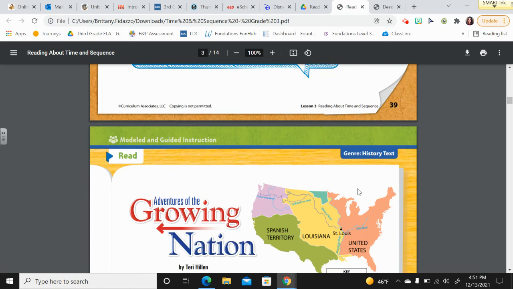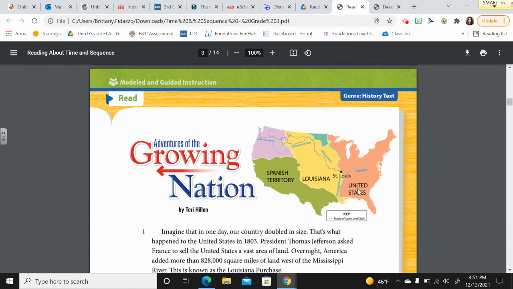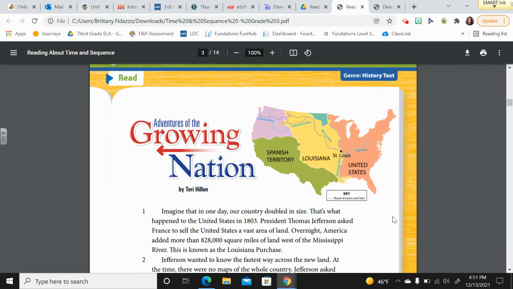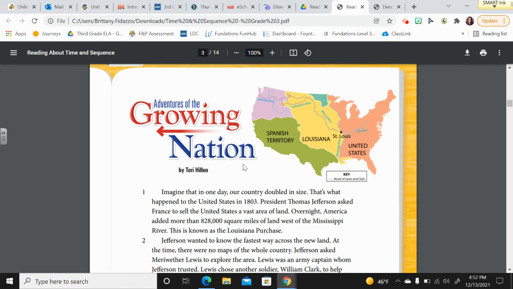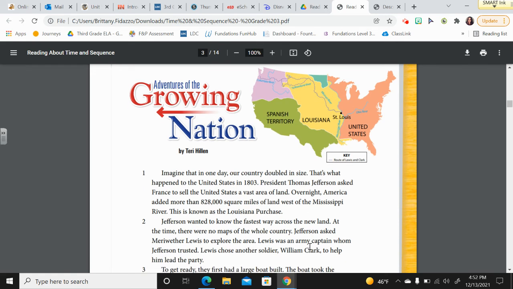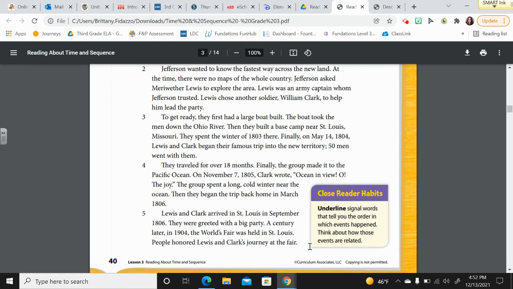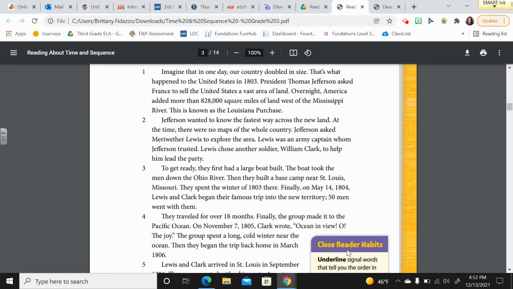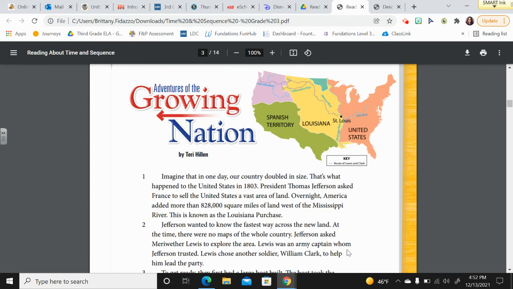All right. If you turn your page one more time, we're going to read a history text known as The Adventures of the Growing Nation. If you look down in the corner before we read, it wants us to underline signal words that tell you the order in which events happened, and think about how those events are all related to each other. All right, so here we go.